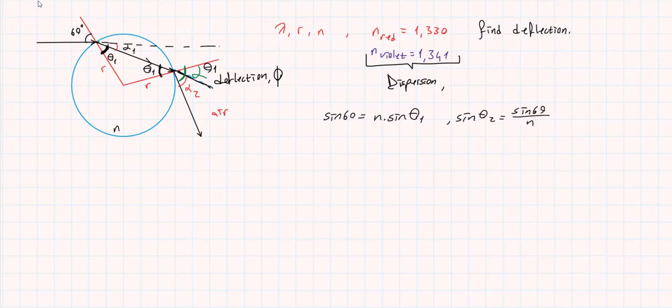Now I will use the second angle. On the second refraction here, theta 1 is the incidence angle, as you can see. Then I will say that n times sine theta 1 equals 1 times sine alpha. As you can see, this green angle is the refraction angle, alpha. So if I substitute this sine theta 1 value, I see that sine alpha will be equal to n times sine 60 over n, and alpha will be equal to 60 degrees.